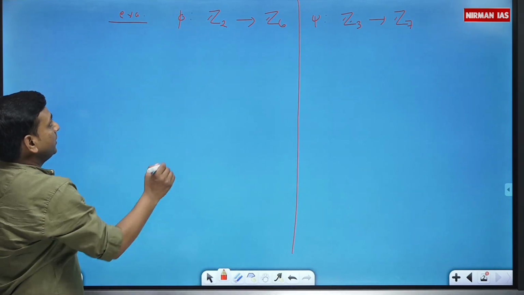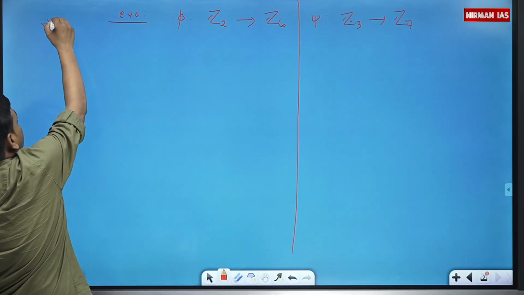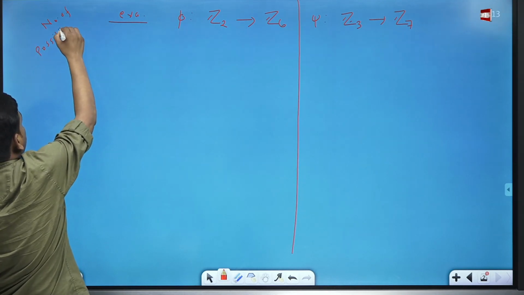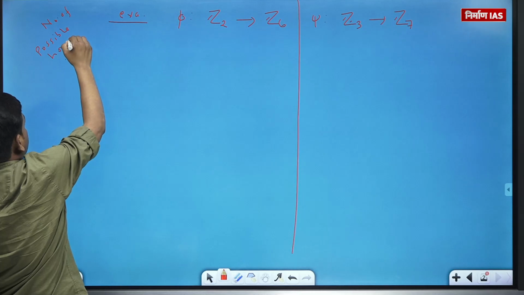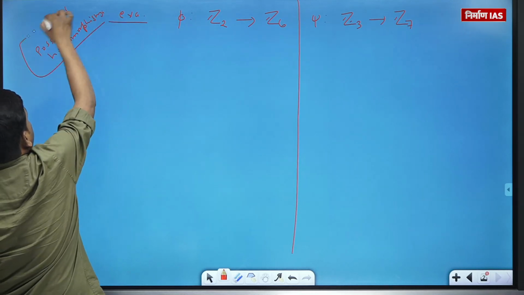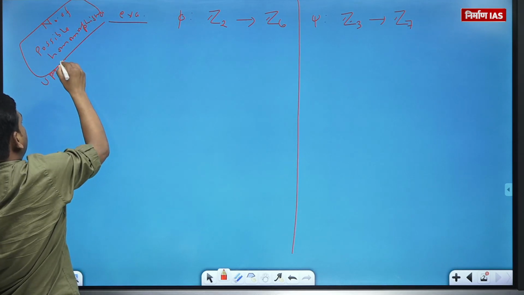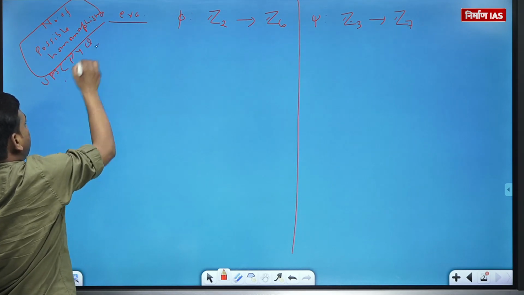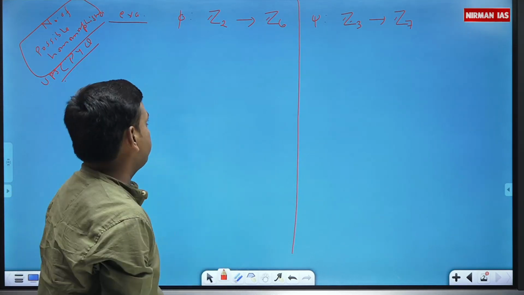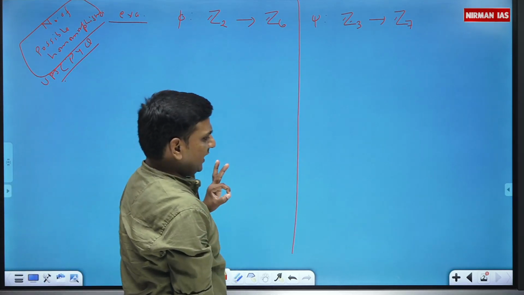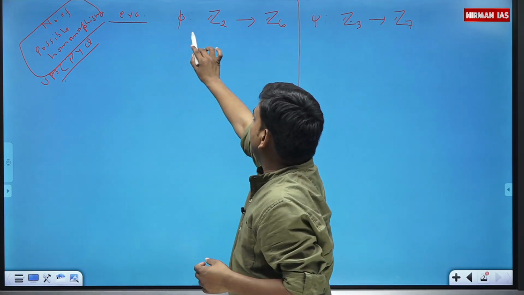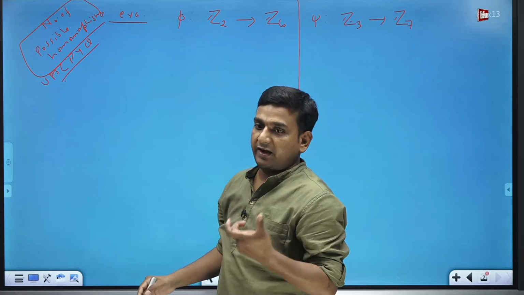Fine. I want to check the number of possible homomorphisms. A very favorite topic for any of the exams you are going to write. For clarification, you can check previous year questions of CSE as well as IFS. So that is my question. How many homomorphisms like this can you define?